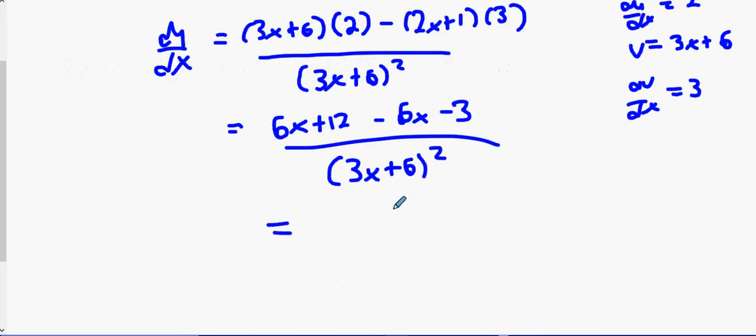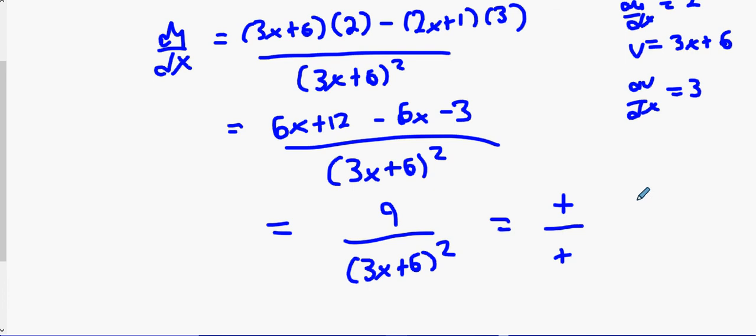Why is this slope always positive? Can anybody tell me? The numerator is always positive because it's a 9, you'd write this down. And the denominator is always positive. Why? Anything squared. So the slope is always positive. It's always on its way up because there's no way it can ever be negative.